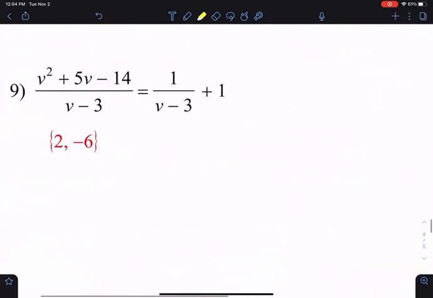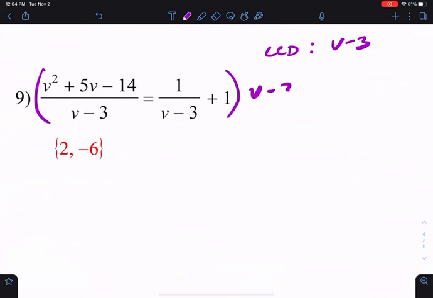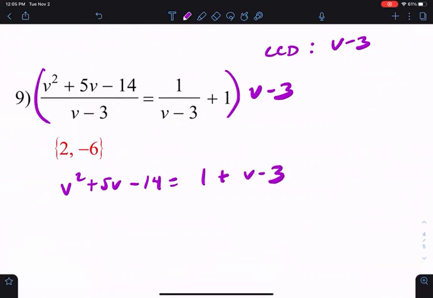Okay, here. I don't need to worry about the common denominator because they already told us there's b minus 3, they're exactly the same. And this one, there's nothing there. So I know that the common denominator, or the LCD, is b minus 3. Multiply everything by b minus 3 and you're done basically. So this is going to be b squared plus 5b minus 14 equals 1 plus b minus 3.